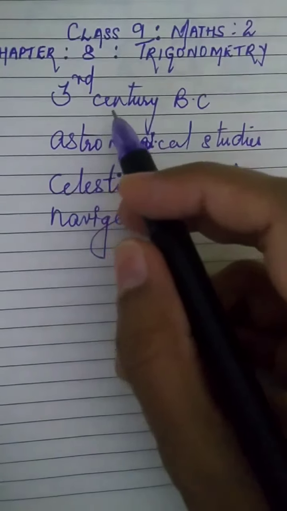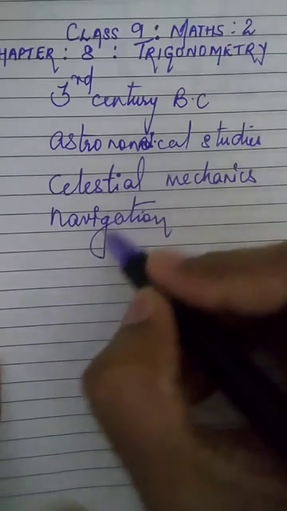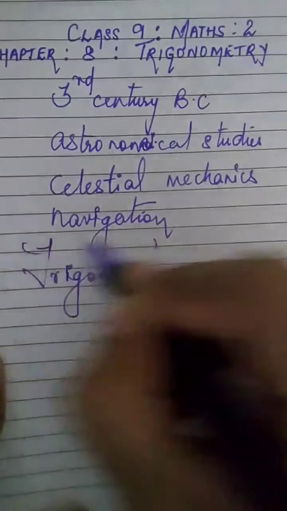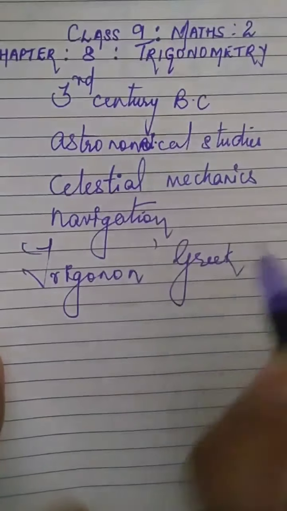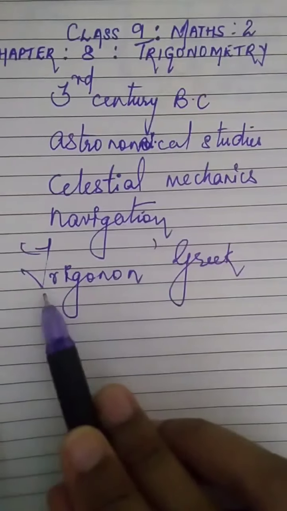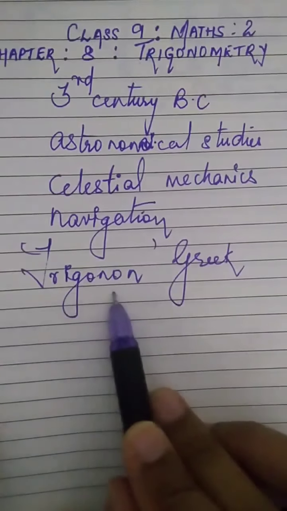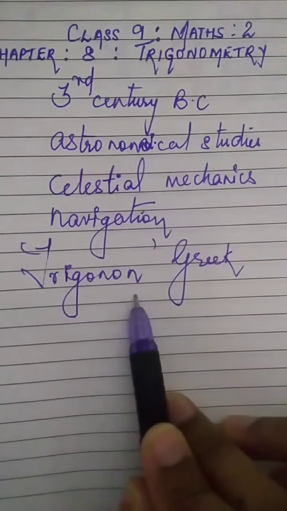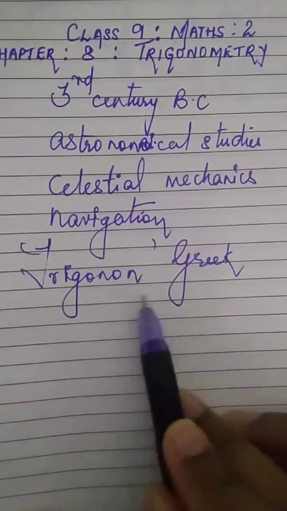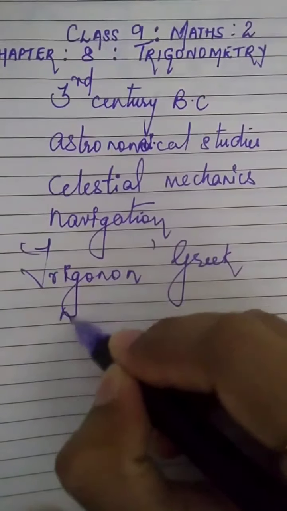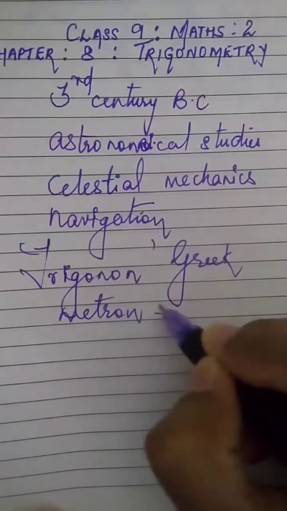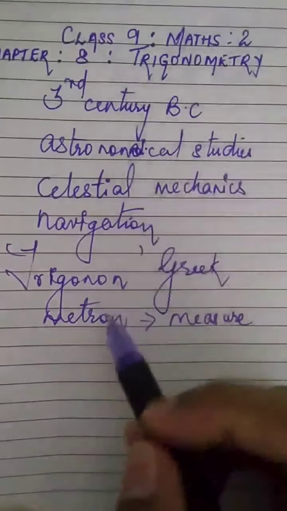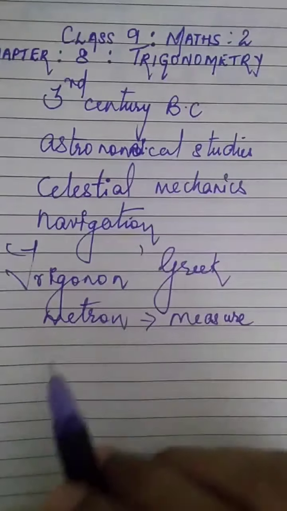Now, the meaning of the word trigonometry. Trigonon is a Greek word and it means a three-sided figure, a triangle. And metron, as we know, stands for to measure something. So what is trigonometry? Trigonometry is the measurement of the three sides of a triangle.